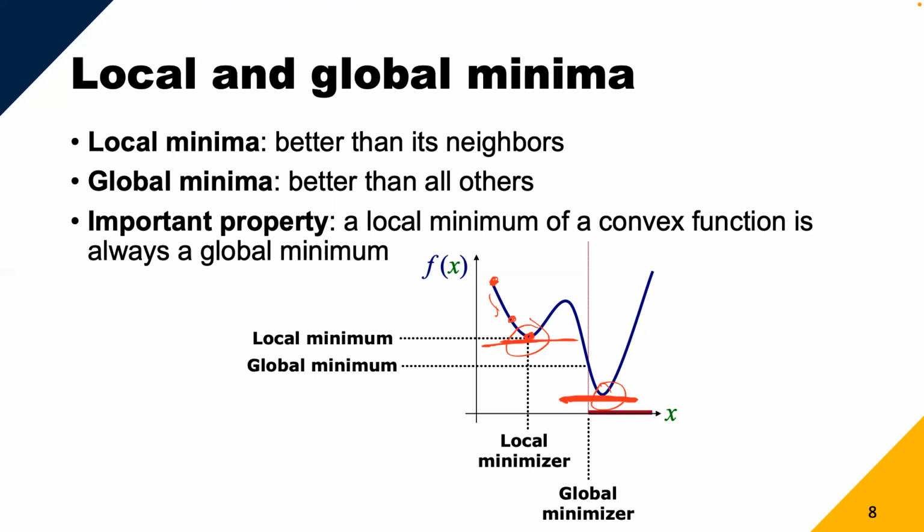And when you have a non-convex function, you are not always guaranteed that the minimum that you're finding is a global minimum. And so non-convex problems are a lot harder to solve than convex problems. Okay, any questions about that?